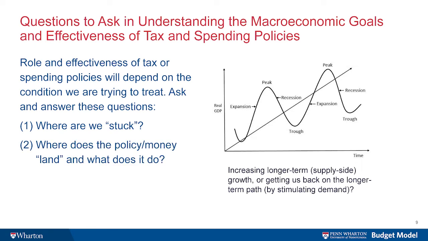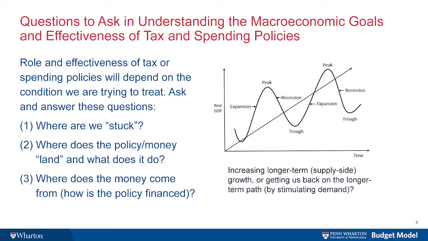Second, we want to ask, where would the policy that we're considering, where would the money go? Where would it land? And then once it lands there at the target, what would it do to affect behavior? And then finally, this is an area that gets neglected a lot by policymakers. Where did the money come from? How do we pay for the policy? That turns out to be critically important in terms of macroeconomic effect.